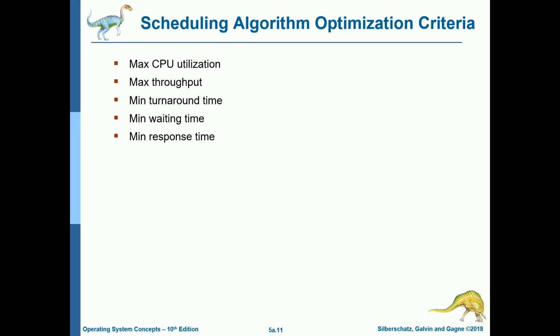Ideally, what we want is maximizing the CPU utilization, maximizing the throughput, minimizing the turnaround time, minimizing waiting time, and also minimizing the response time. Now let's take a look at some process scheduling algorithms.